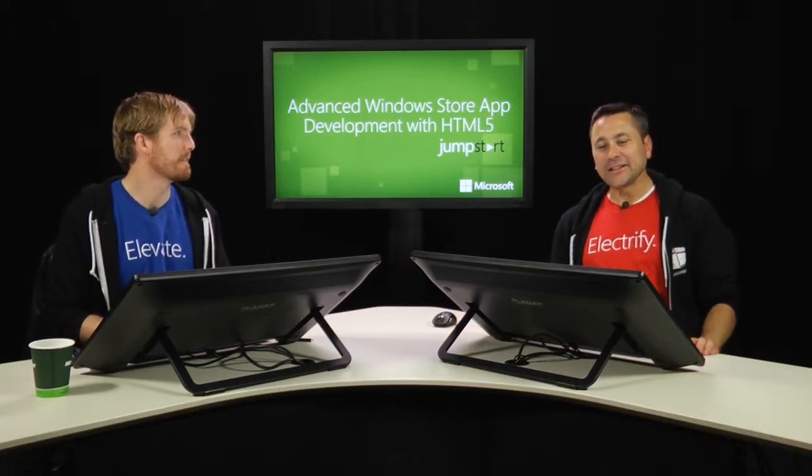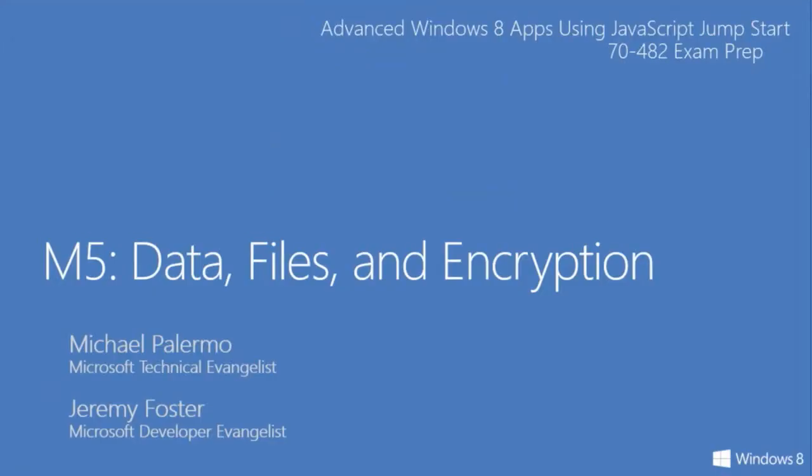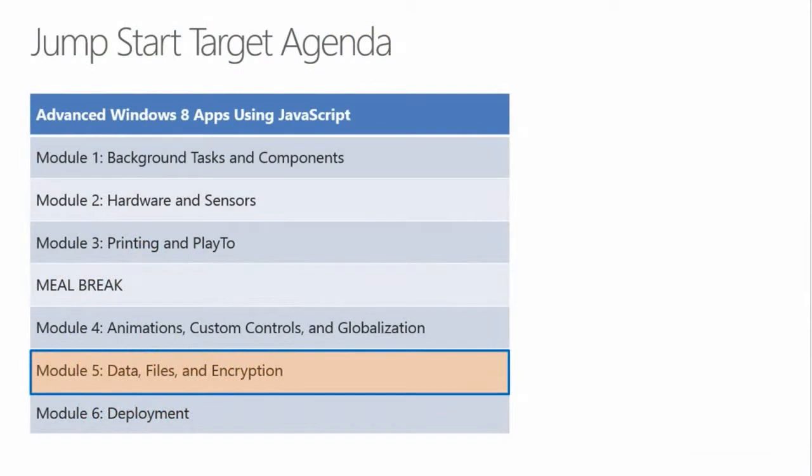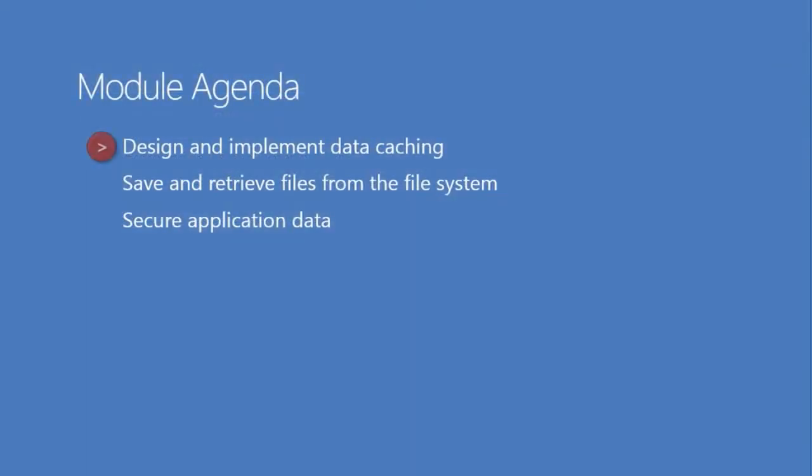So the title is, of course, data, files, and encryption. And this is where we're at in terms of the day. So we are definitely cruising along, and we're going to consider in this module, first of all, how you should design and implement data caching. That's an interesting statement in itself. We talked about it a little bit earlier, and now we're going to talk a little bit more and get some better definition of what we can do.